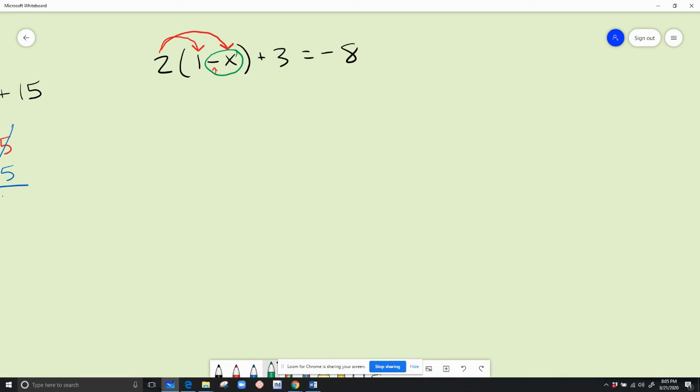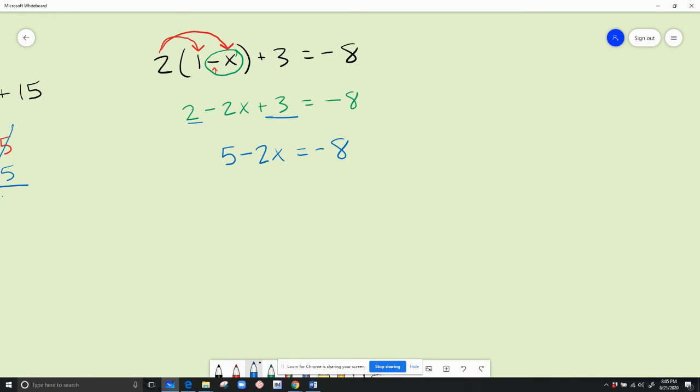Okay. All right, so 2 times 1 is 2. And 2 times negative x is negative 2x. Bring down the positive 3. And bring down the equals and the negative 8. Excellent. So now I have no more parentheses. Next step, combine like terms. So I have a number here and a number here. And 3 and 2 equals 5. And I still have a negative 2x. And nothing happens over here.